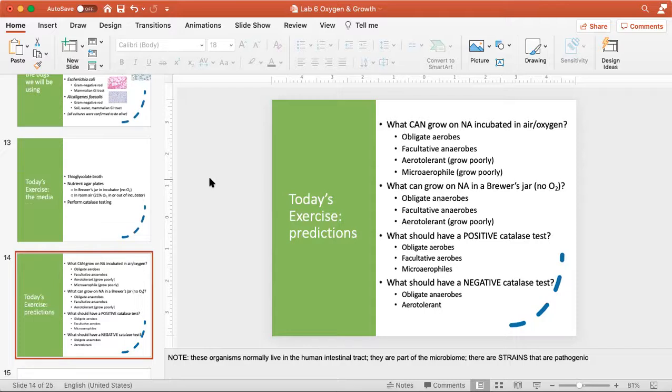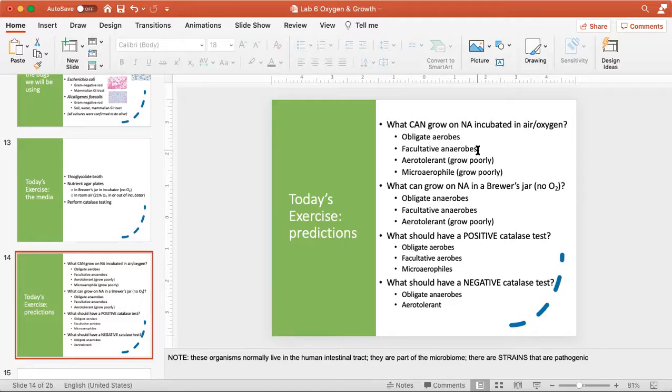So let's do a little bit of prediction before we begin looking at the results of this experiment. First thing to ask is, what do you expect? What do you expect to happen? What do we think, for example, will grow on a nutrient agar plate that's incubated in the presence of air, in the presence of oxygen? Well, obviously, anything that's an obligate aerobe is going to do fine on that plate. But that's not the only kind of organism.